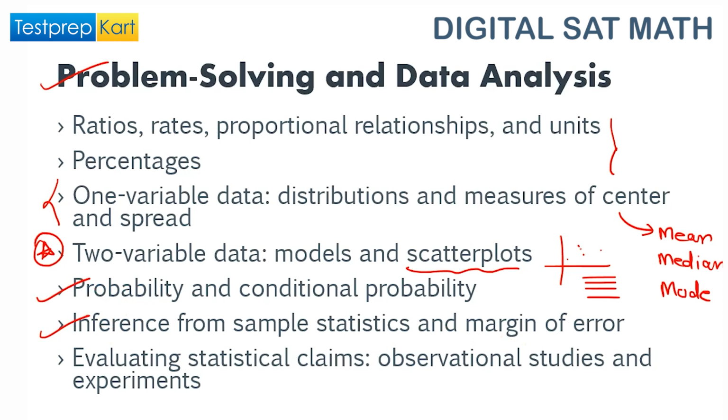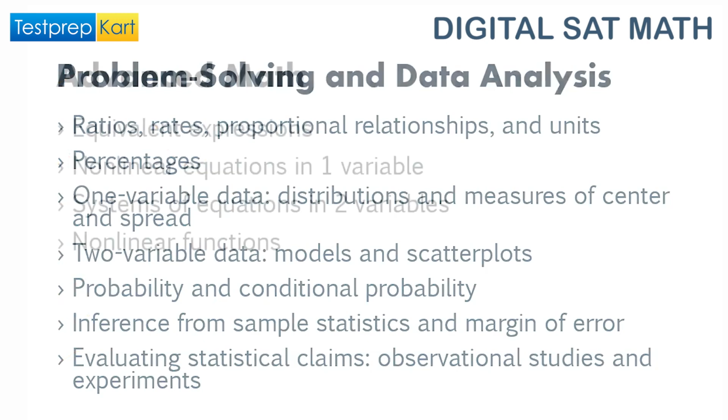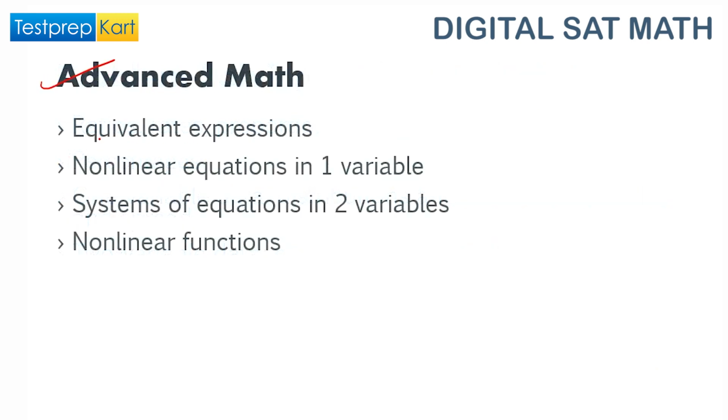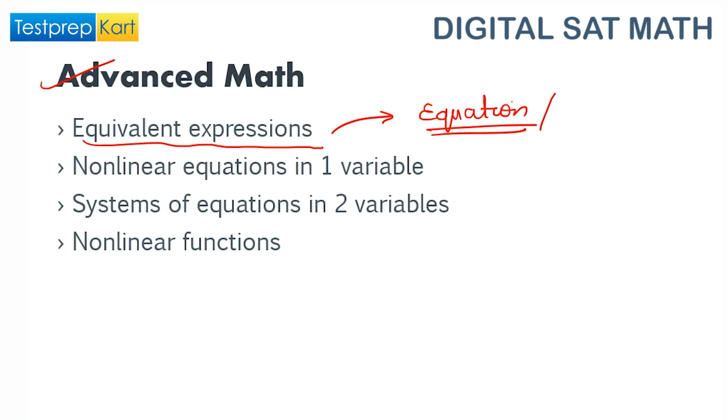Then we have probability and conditional probability. You can easily expect one or two questions out of this topic. Then inference from sample statistics and the margin of error. So it is again talking about the analysis that you can make from the statistics, basically the data available to you. Then evaluating statistical claims, observational studies and experiments. Here they are talking about the skewness we see from the graph, and the various things that we can interpret from the graph. So you can see that more or less 80% of the second unit is based on statistics only.